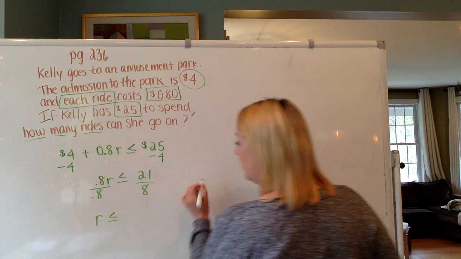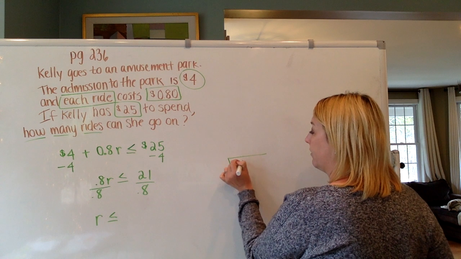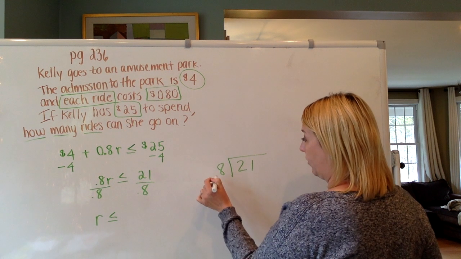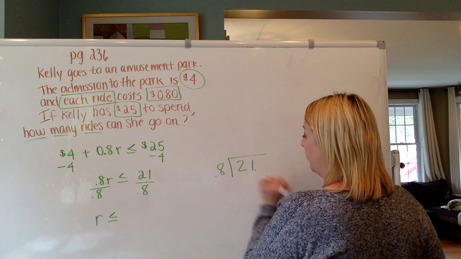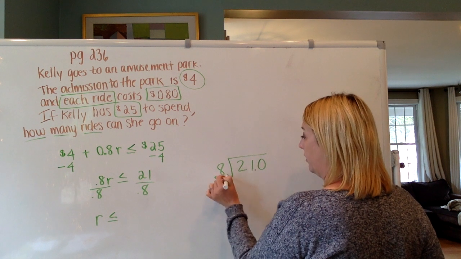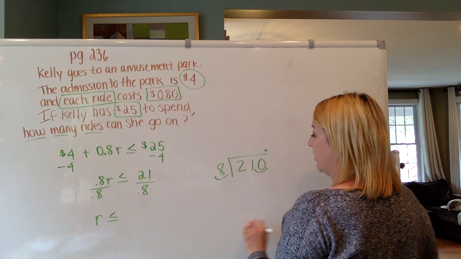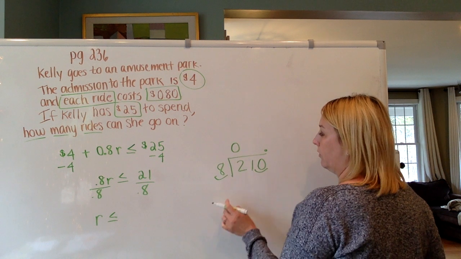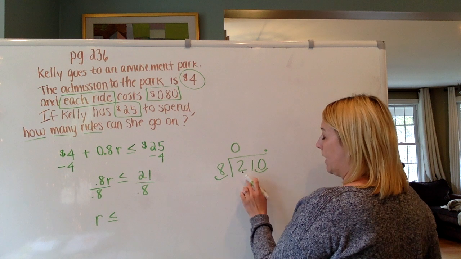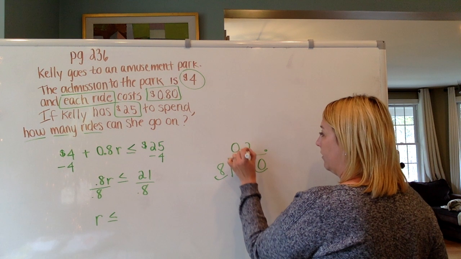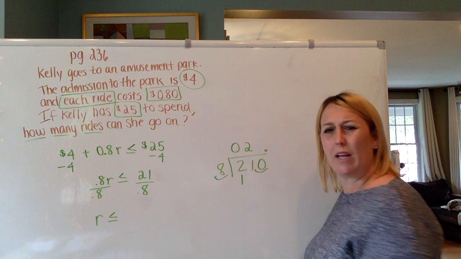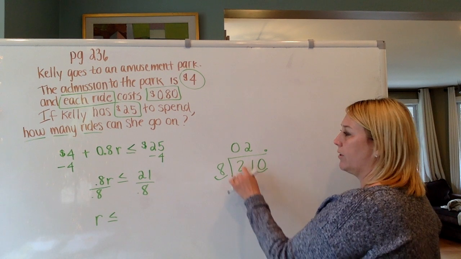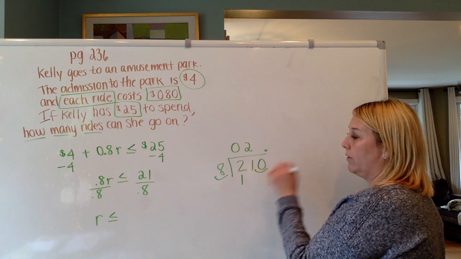R is less than or equal to, let's go over here and solve, $21 divided by 80 cents. How many times does 80 cents go into it? We have to add a 0 for the decimal place here, right? How many times does 8 go into 21? Twice.